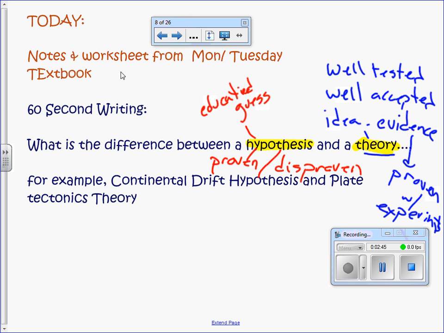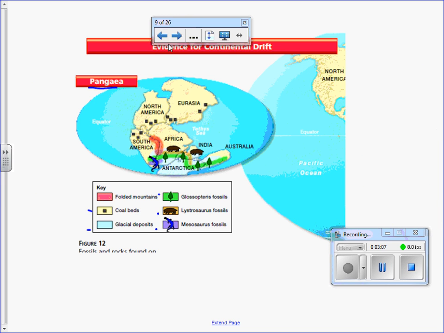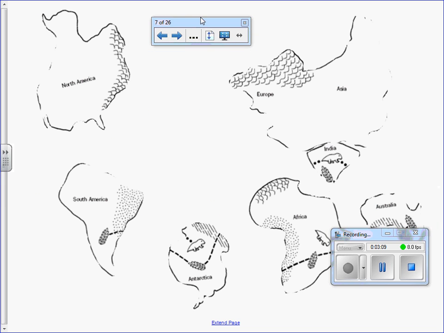So this year, we're going to talk about the theory of plate tectonics, but it started out as the hypothesis of continental drift. So today we're going to talk a little bit about continental drift, where it came from, why it was not well accepted at first, and that it needed some changes to become a theory.